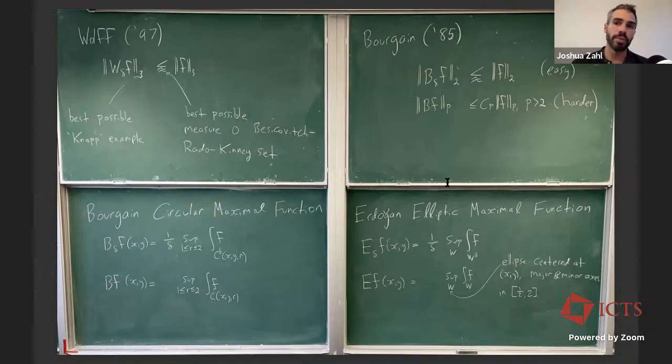Circles are described by 3 parameters. You could think of it as the center and the radius. Ellipses are described by 5 parameters. You could think of it as the center, which is 2 parameters, the major and minor axes, which is another 2 parameters, and then the rotation. So that's a total of 5. So this is a more complicated maximal function.